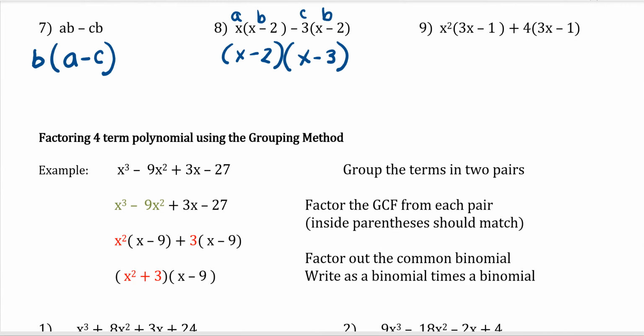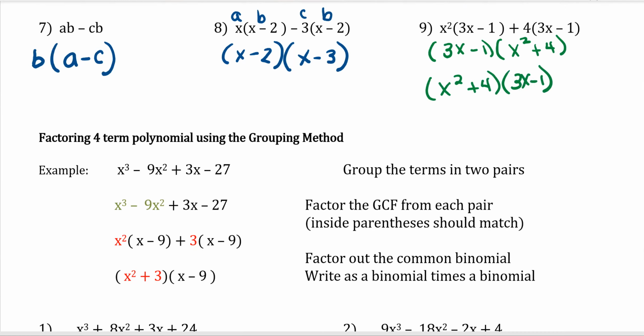Number 9, same concept. They share the factor 3x minus 1, and the other factor would be x squared plus 4. The order of the factors does not matter. If you prefer, you can go x squared plus 4 times 3x minus 1.